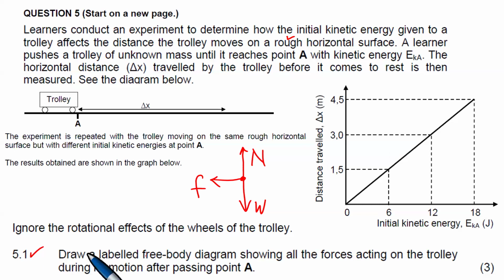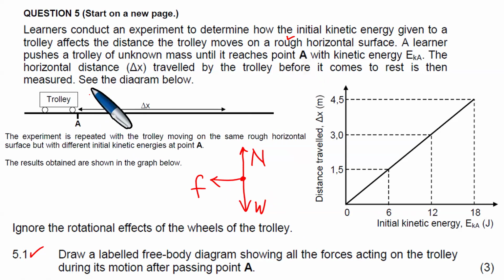So the answer to draw a free body diagram showing all the forces acting on the trolley during its motion after passing point A is this situation. You're going to have the surface exert a force on the trolley called the normal force, exerted on the trolley by the surface. But moreover, you'd have a couple of other things that are very important, like your weight and also the friction, because the surface is rough.